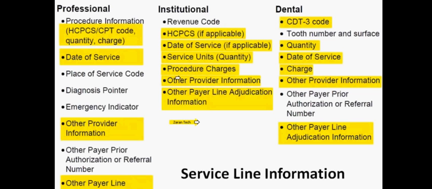And for dental, there's a code called CDT. Remember, CPT and HCPCS codes are for professional and institutional, but for dental they are called CDT codes. Then the tooth number, the surface, etc. So these are the pieces of line level information we are talking about here that are under the different types of claims. Okay.